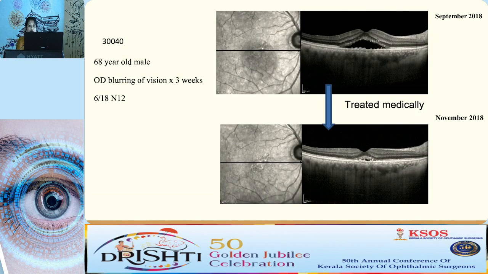This is another case of a 68-year-old male who presented with right eye blurring of vision of 3 weeks duration.